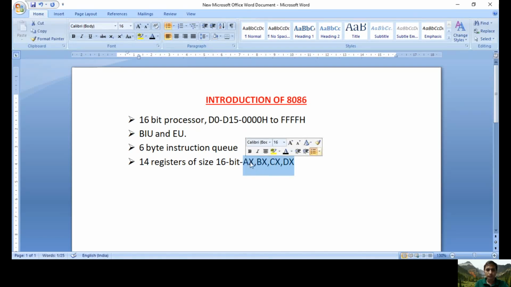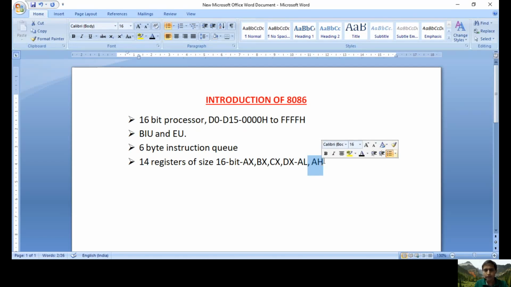But these 4 registers are especially used for either 8-bit operation or 16-bit operation. If it is AX, X indicates 16-bit. If you write, for example, first register AL, comma AH, then AL is for 8-bit, the name is accumulator lower byte, and AH is accumulator higher byte. These two are for 8-bit. If I need to perform a 16-bit operation directly, then we can use AX. So these 4 registers can be used for either 8-bit or 16-bit. For 8-bit operation, lower byte and higher byte are available. For 16-bit operation directly, AX, BX, CX, DX are available. Like that, B also has BL, BH, C also CL, CH, DX also DL, DH. In the complete overview, the functioning of each register we'll discuss separately. So finally, we have 14 registers of size 16-bit.